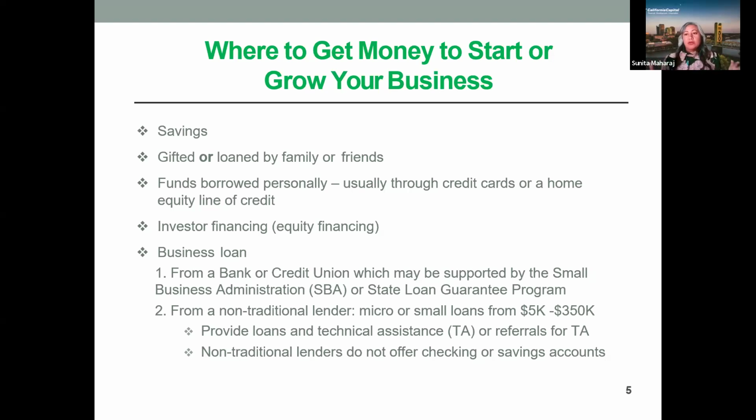So it really depends on who you're working with out there on non-traditional lenders, on what the minimum and maximum are that they will lend. Also, we, like other non-traditional lenders, provide loans and technical assistance, which we also call TA. They're required to have technical assistance with the loan that you're getting. Non-traditional lenders do not offer checking and savings accounts like your regular banks and your credit unions. So that's how we also differ.